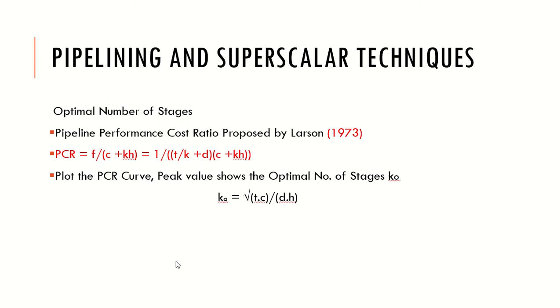So you can find the optimal value KO as the square root of T into C divided by D into H. That stands for the optimal number of stages if you are given a pipeline. While you are designing a pipeline, all these values of speedup, throughput, the delay, and also the optimal number of stages will come into use.